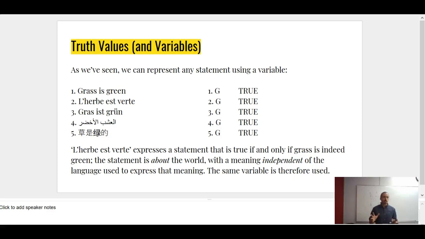We can think about these as, the technical term is a proposition. So if I say grass is green, l'herbe est verte, Gras ist grün, right, German is terrible, I'm going to want to represent all these with the same variable because they're all true.